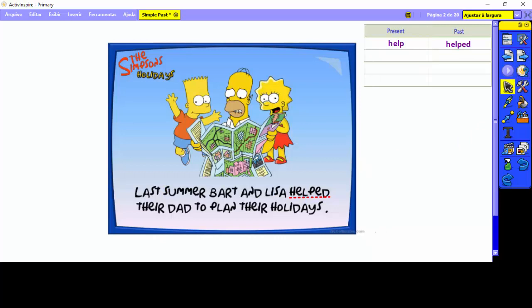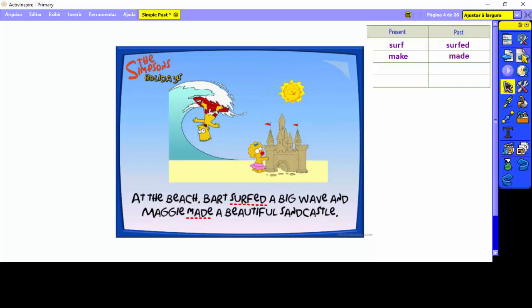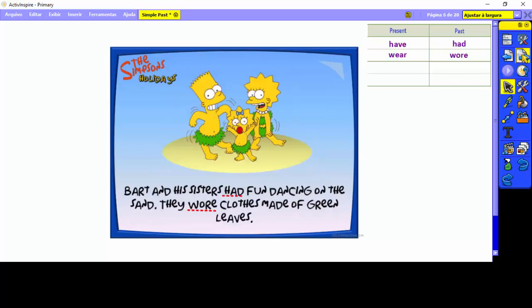Last summer, Bart and Lisa helped their dad to plan their holidays. They decided to go to the beach. Homer drove their red car to the south. At the beach, Bart surfed a big wave and Maggie made a beautiful sand castle. A crab bit Homer's nose and Lisa threw a bucket of water on Bart's back. Bart and his sister had fun dancing on the sand. They wore clothes made of green leaves.